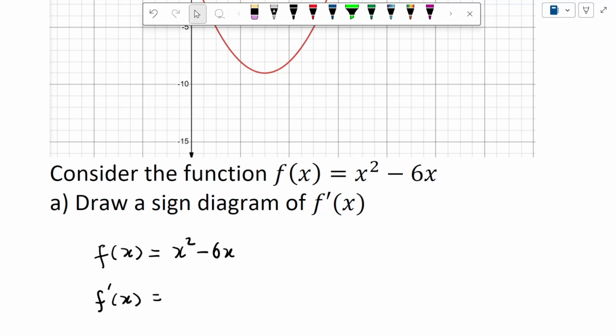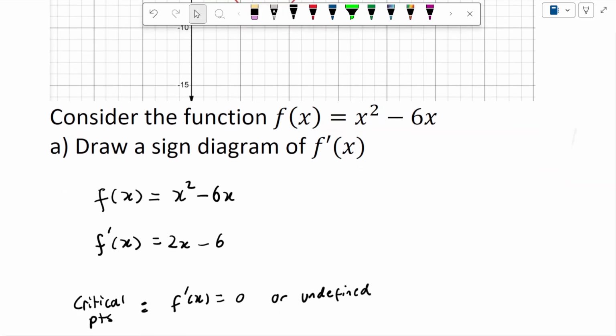In this video, we're looking at sign diagrams of f dash of x. So the first step for finding a sign diagram of f dash is to do the derivative. So we've got this function x squared take 6x. As a reminder for how to do the derivative, the 2 comes out the front of x squared, and the new power drops by 1. So it's just x to the power of 1, or just x on its own. And then we're going to take away, and 6x just becomes 6, like that.